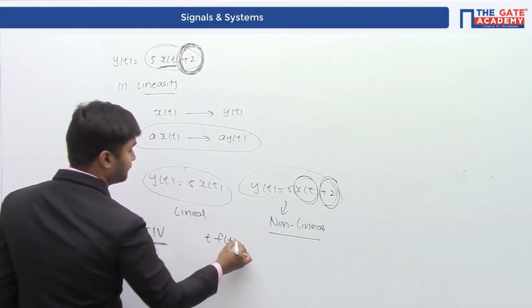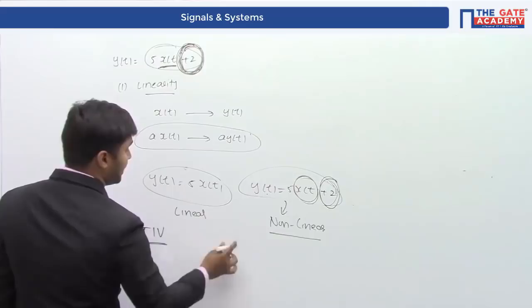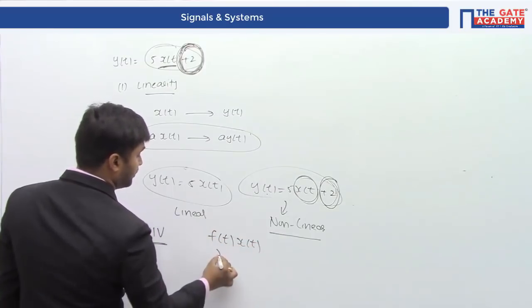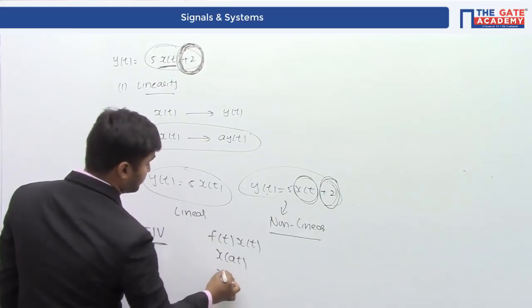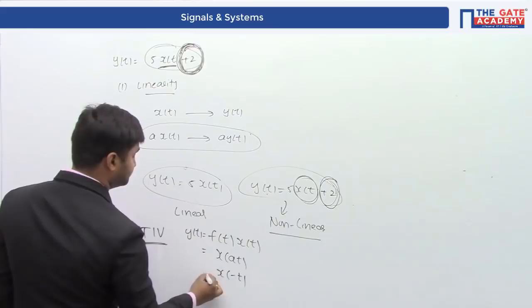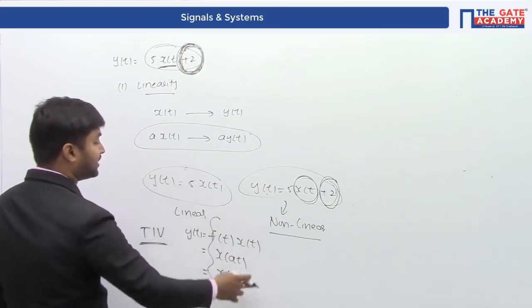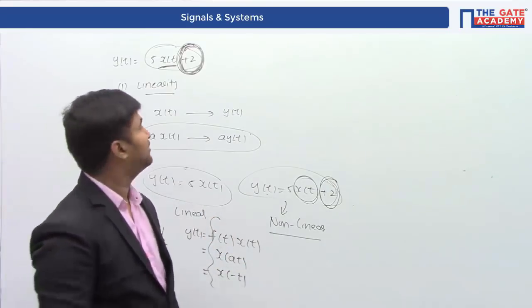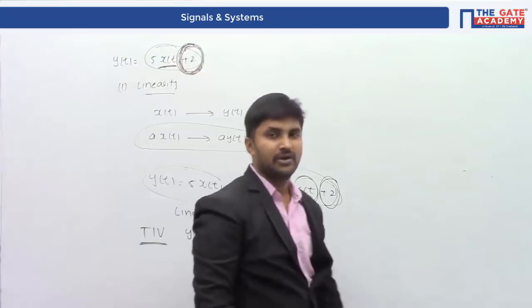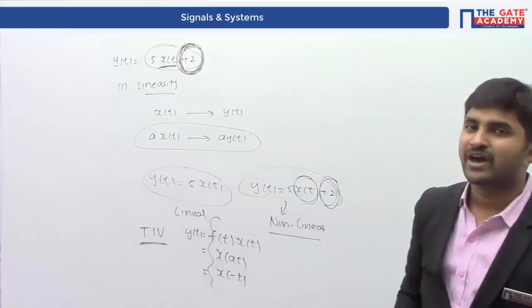t into f of t, f of t into x of t, or x of at, x of minus t. If your output y of t is in this particular form, then it is going to indicate that the system is going to be a time variant system. But here we are not doing any time variant operation.